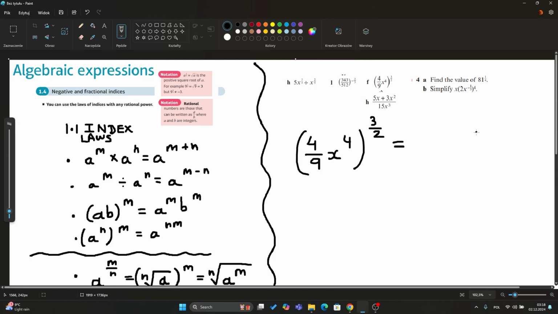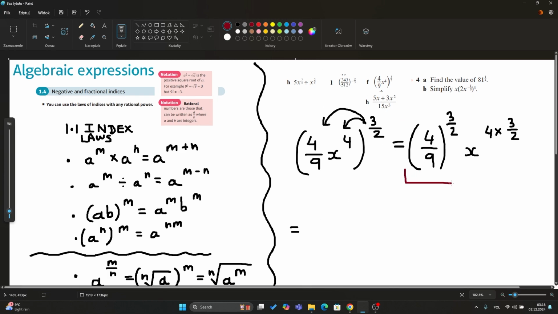Now we got the following expression where 4/9 x to the power 4 is in brackets and it's powered to 3/2. So the same, we apply the power to each term of the bracket by using the following rules, and that is 4/9 all to the power of 3/2 times x to the power 4 times 3/2, and that is going to be, well, we're dealing with this first.